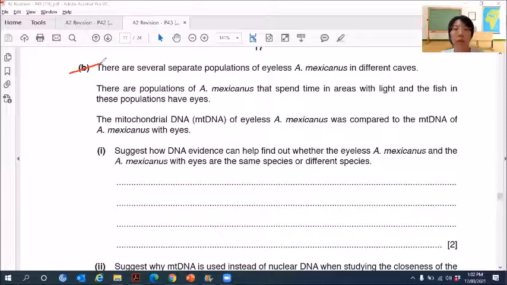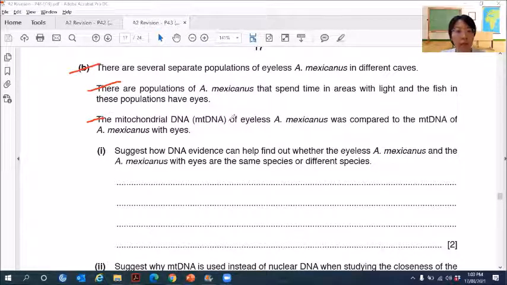There are several separate populations of eyeless A. mexicanus in different caves. There are populations that spend time in areas with light, and the fish in these populations have eyes. So that means we've got a population of the same species without eyes and a population of the same species with eyes, depending on where they're located, whether light is present.